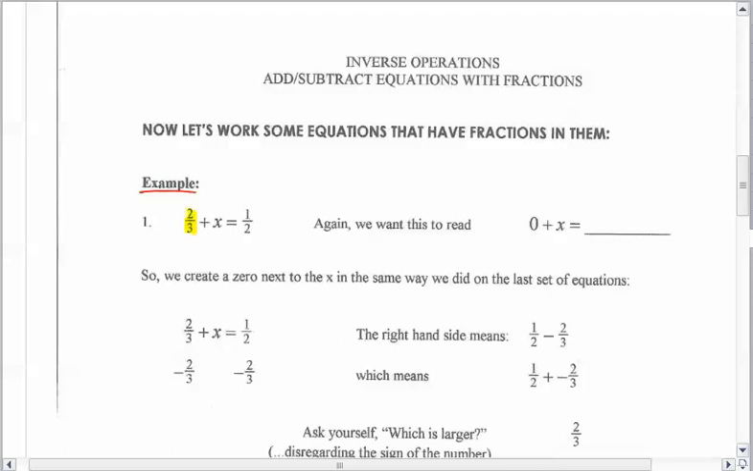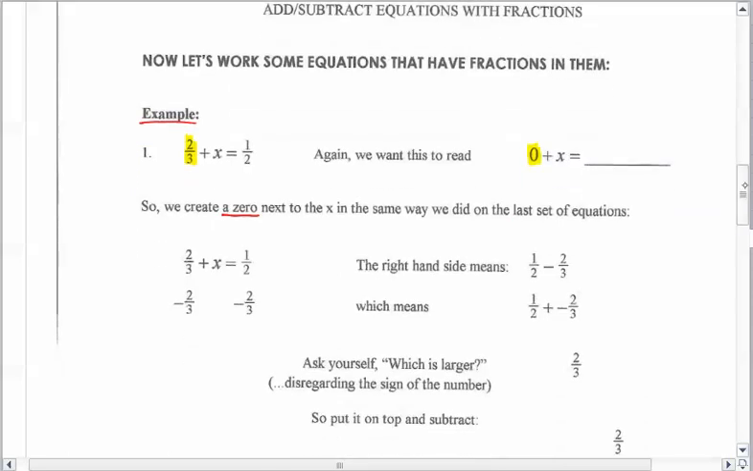Okay, so we have 2/3 plus x is equal to 1/2, and we want this to read 0 plus x is equal to whatever. Doesn't matter what it's equal to, because that's why we're solving the equation, so that we can find out what x is. So we create a 0 next to the x in the same way we did it in the last set of equations. So if 2/3 is being added to x, then I'm going to subtract 2/3, and that's going to give me a 0 on the left side that's being added to the x.